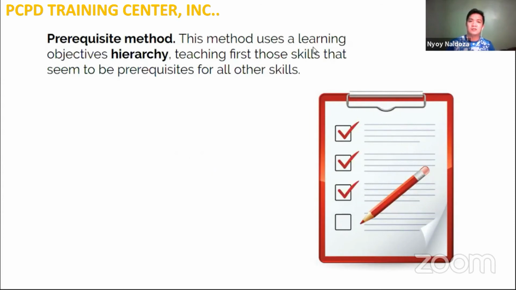This method uses a learning objectives hierarchy, teaching first those skills that seem to be prerequisites for all other learnings. Parang halimbawa, before you teach the idea of foreign bills, you start first with the local bills, no? Before you teach continents, you start first with the local geography.